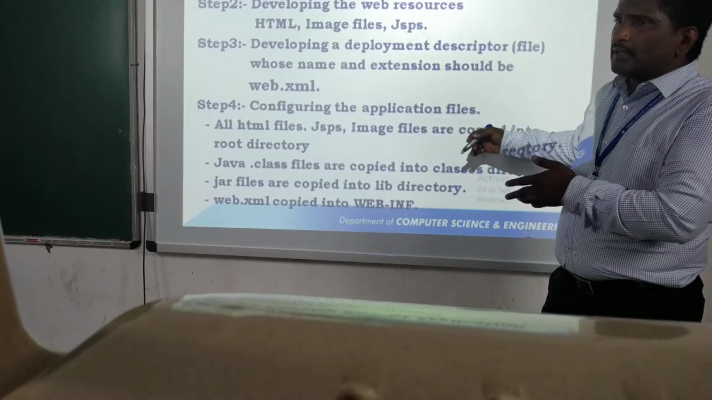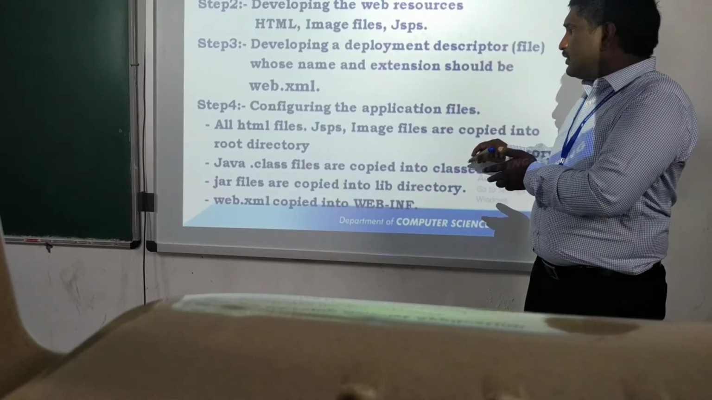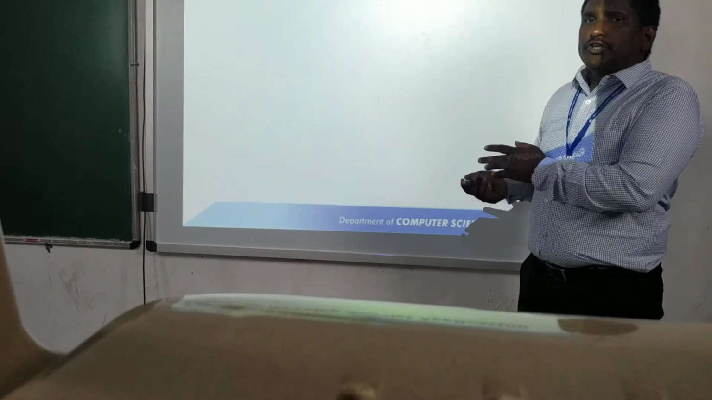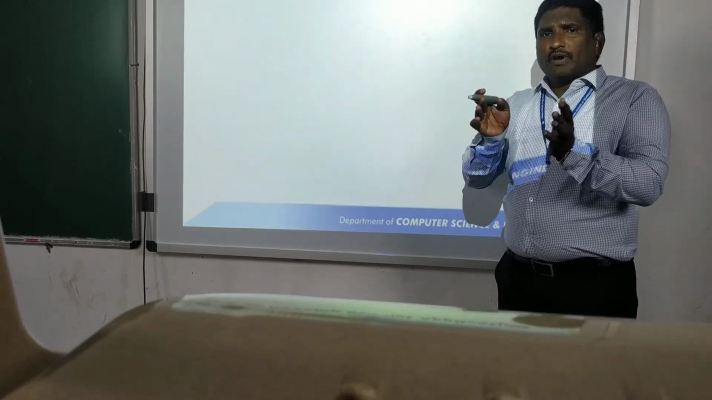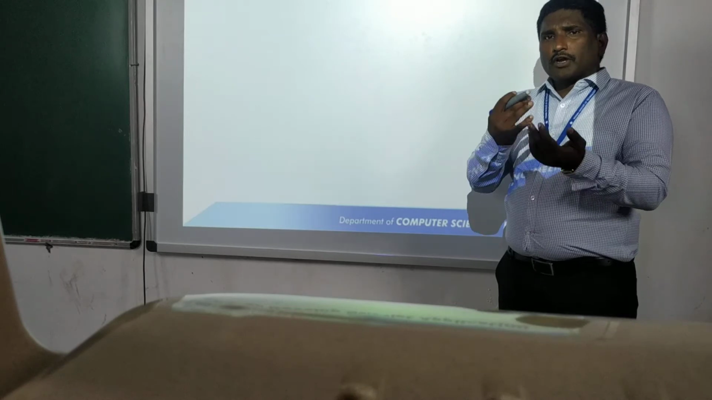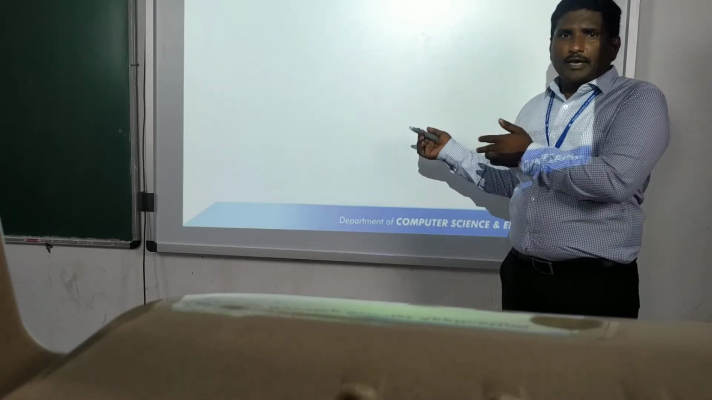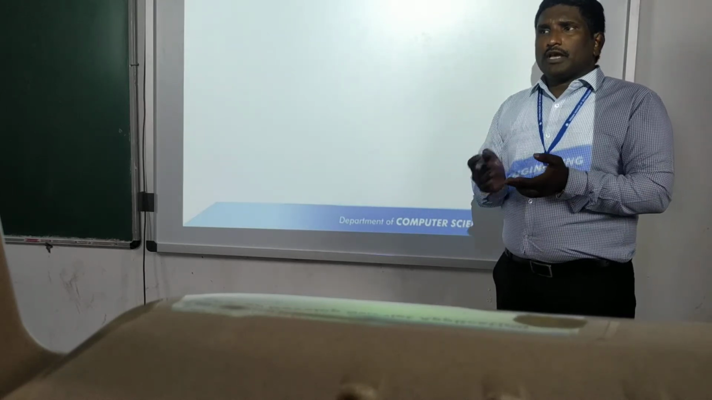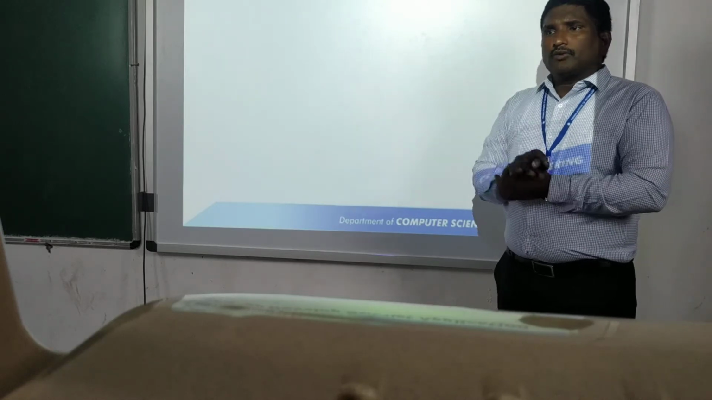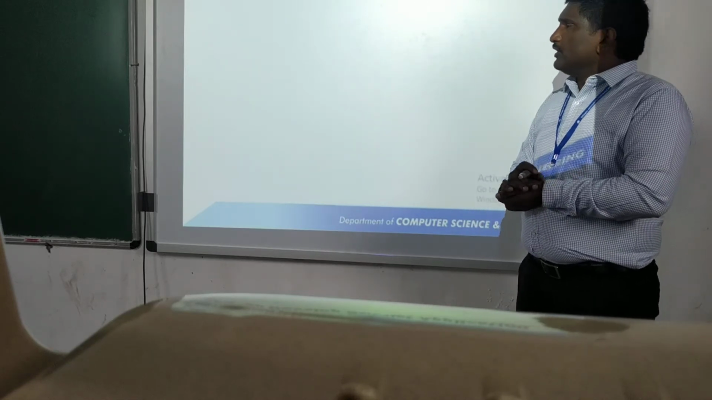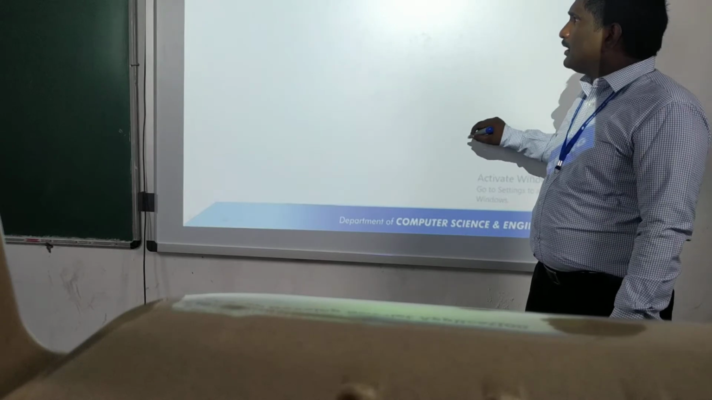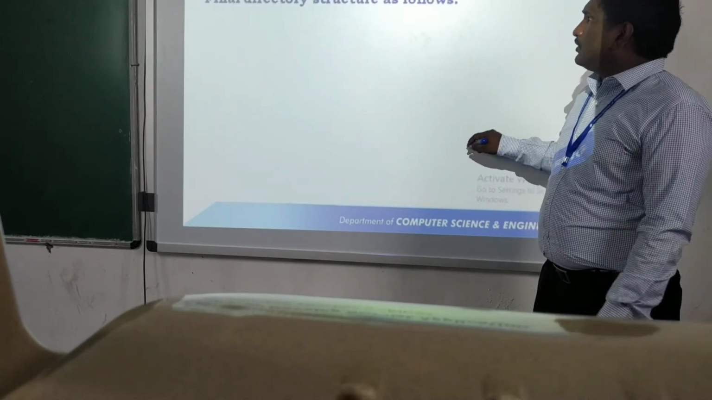So after developing the resources and configuring the application file, we need to copy and paste these resource files into the web server we are going to use. So first, let's say suppose we use the Apache Tomcat server. In that server we are going to place this directory. Okay. So for example, I will take an example in order to develop an application.